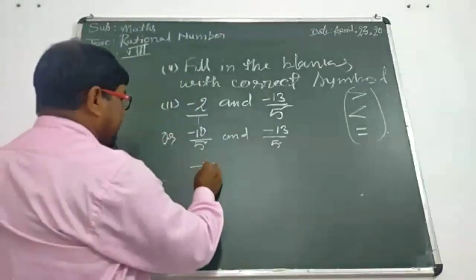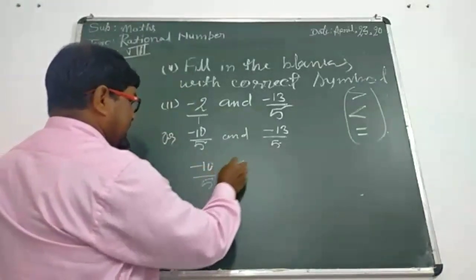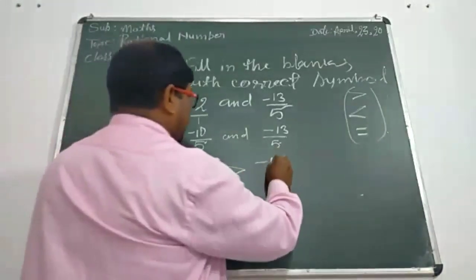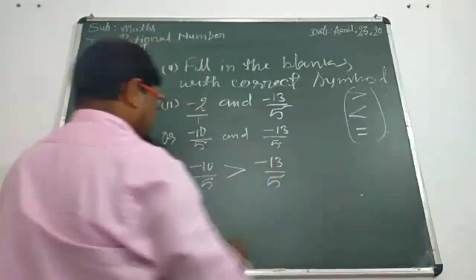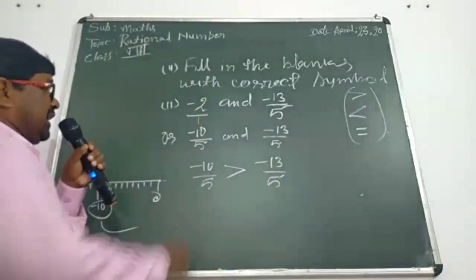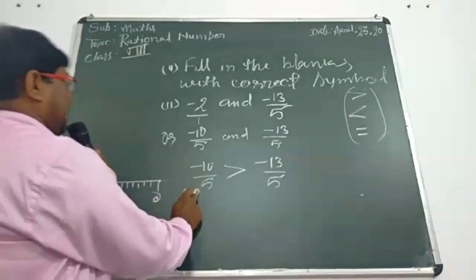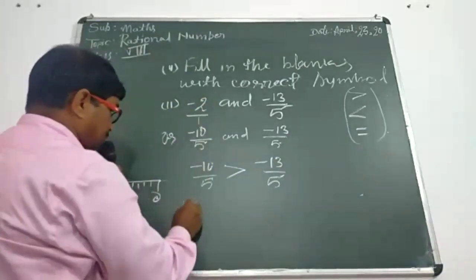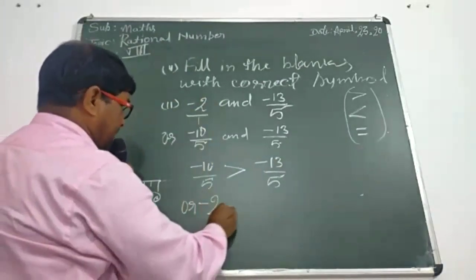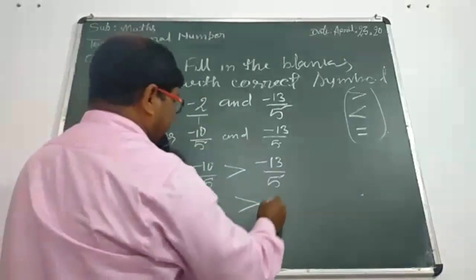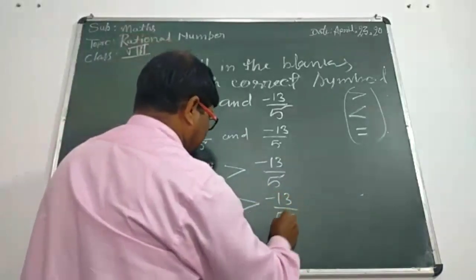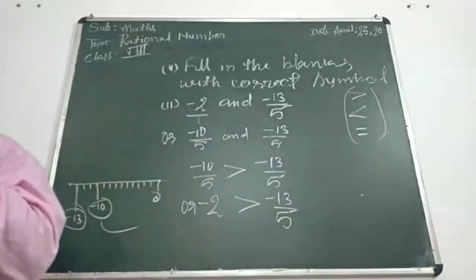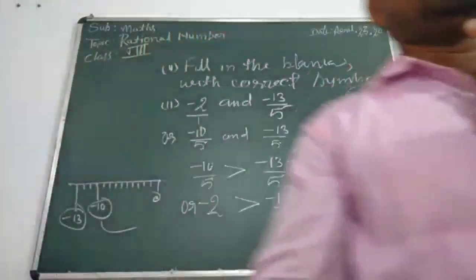Now you can write minus 10 upon 5 is larger than minus 13 upon 5. Minus 10 upon 5 is the equivalent rational number of minus 2. So you can write minus 2 is larger than minus 13 upon 5. Okay, that's all. Understood?